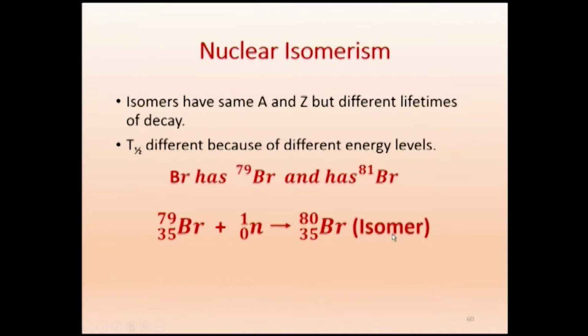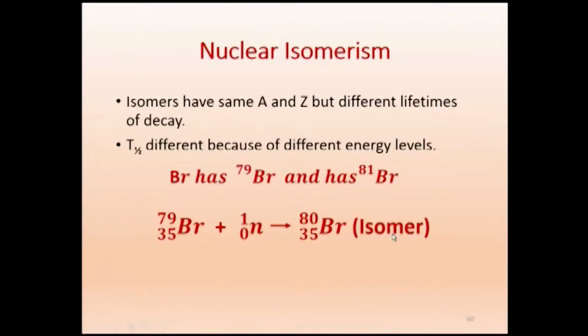Just before going further, remember the letter M. M refers to the metastable state. When there is a metastable state, it will have two different lifetimes. Even if you go through the Clark's table, some elements will be written with a superscript M. It means it has a metastable state and it will exhibit two different lifetimes. Now, this bromine has two different lifetimes, so we will see what they are.